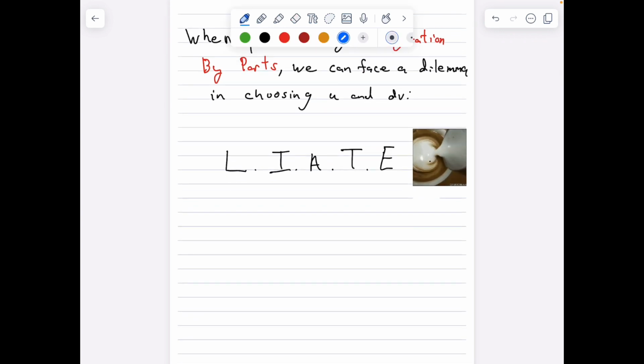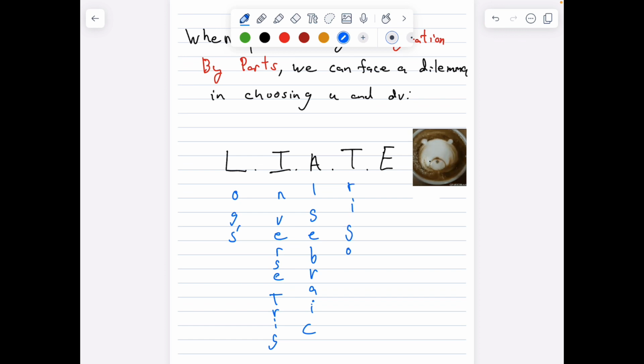So anyways, let me go into what each of these letters represent. L stands for logs, or logarithms, excuse me. I stands for inverse trig, or inverse trigonometric. A stands for algebraic. T stands for trigonometric. E stands for exponential.